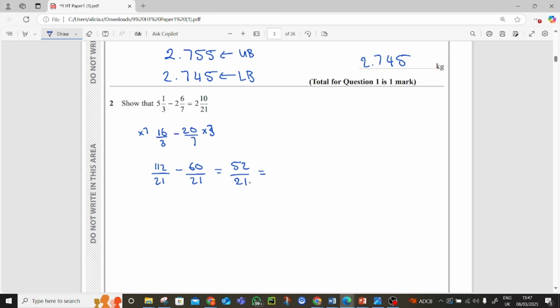Now, once you've got this into an improper fraction, we now want it as a mixed number. And you can check this on your calculator, or you can see how many times does 21 go into 52. Well, that will go twice, because 2 times 21 is going to be 42. And then how much do I have left over? I have left over 10. 52 minus 42 is 10, and that is over 21. The denominator remains the same. And that's all the steps you need to show to get your marks.